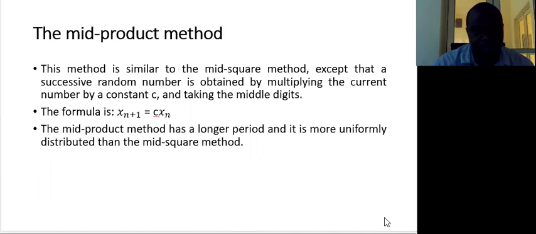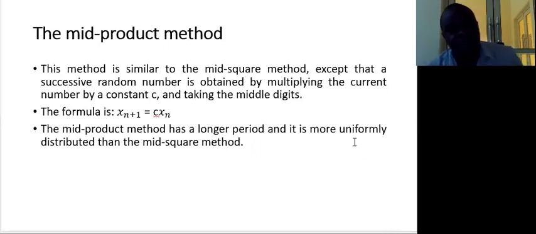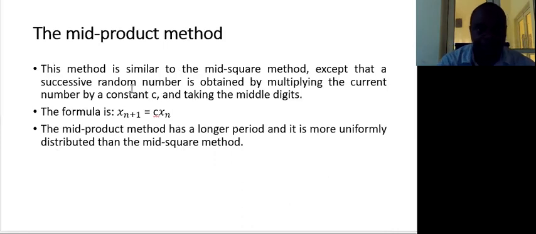Now, apart from the mean square method, there is another technique called the mean product method. This method is similar to the mean square method, except that a successive random number is obtained by multiplying the current number by a constant c and taking the middle digits. The formula is x subscript n plus 1 equal to c multiplied by x subscript n. So instead of having the square of this as we had previously for the mean square method, we multiply by this constant c here. The mean product method has a longer period and it is more uniformly distributed than the mean square method. Invariably, this one is mostly preferred in real life.